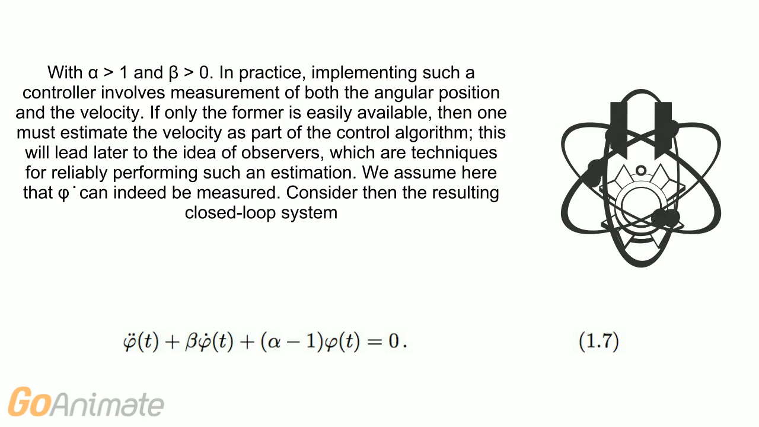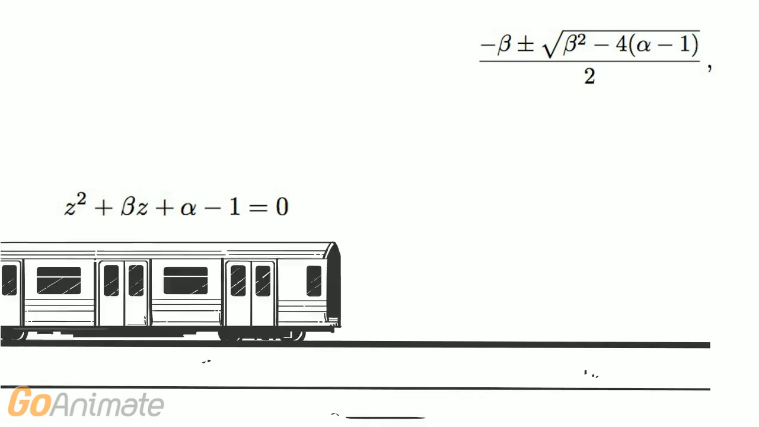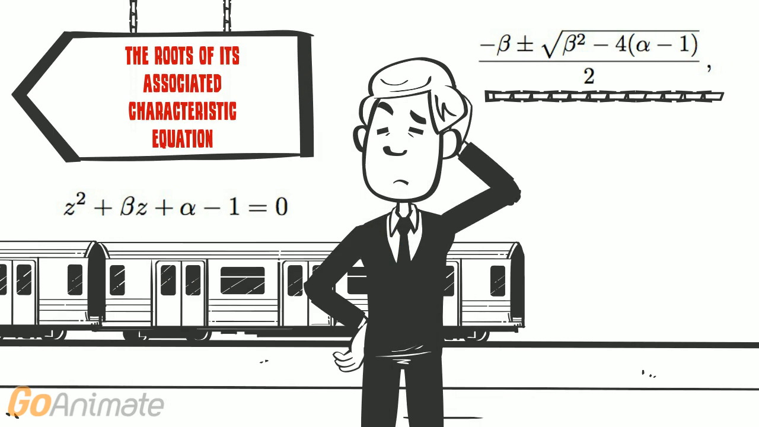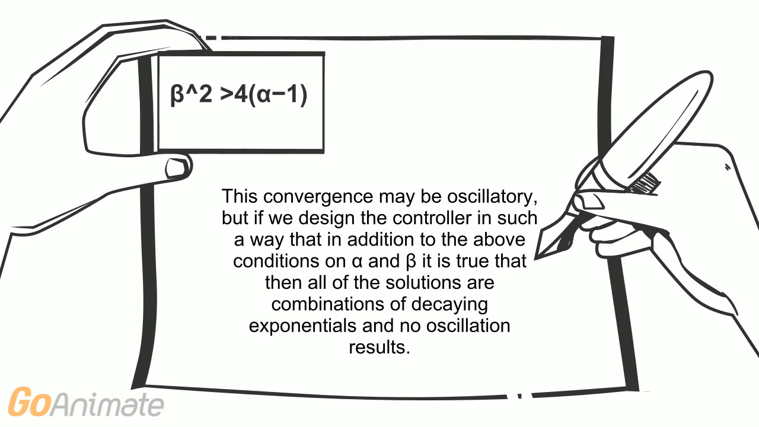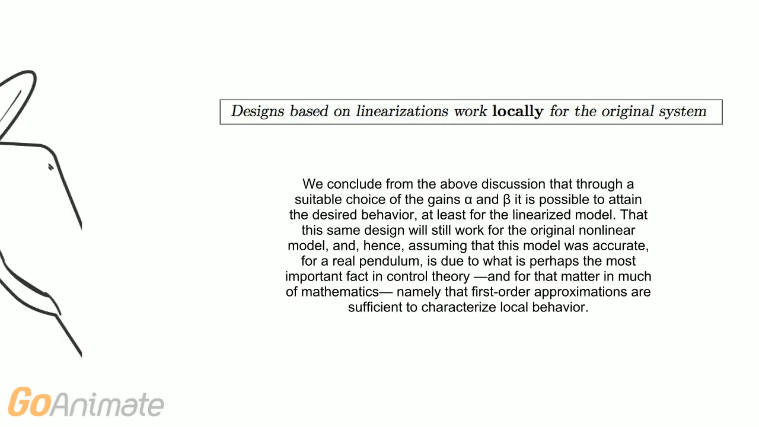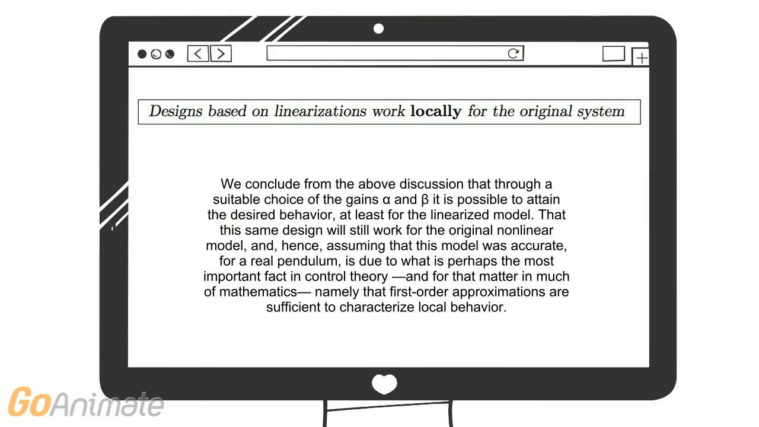Consider then the resulting closed-loop system. We get the roots of its associated characteristic equation, which are the ones below, both of which have negative real parts. This convergence may be oscillatory, but if we design the controller in such a way that, in addition to the above conditions on alpha and beta, the roots are real, then all of the solutions are combinations of decaying exponentials and no oscillation results. We conclude from the above discussion that through a suitable choice of the gains alpha and beta it is possible to attain the desired behavior, at least for the linearized model.